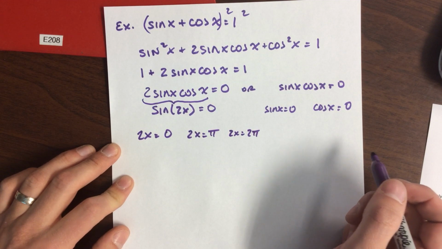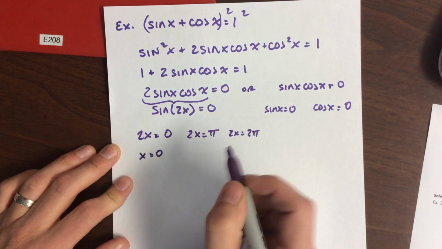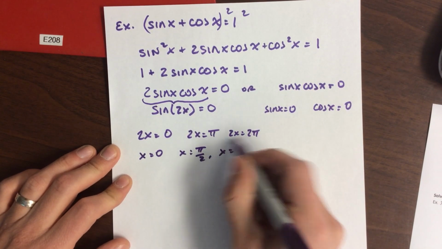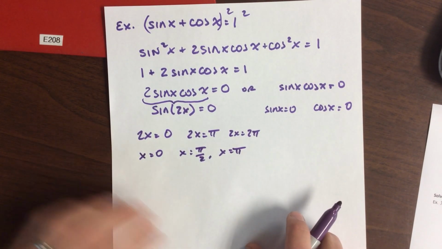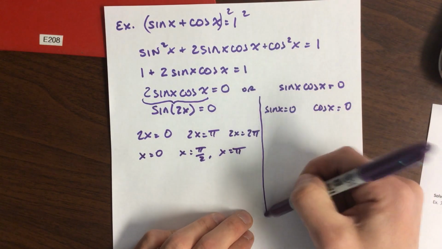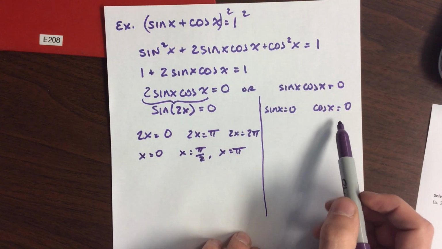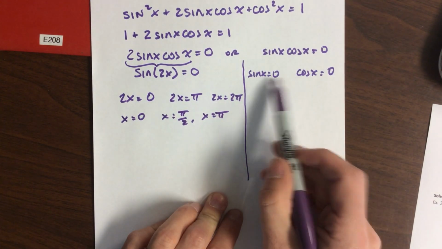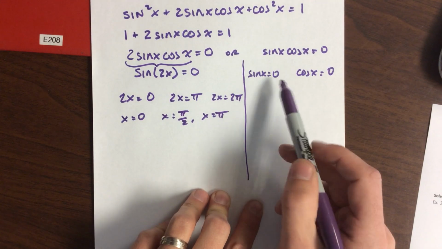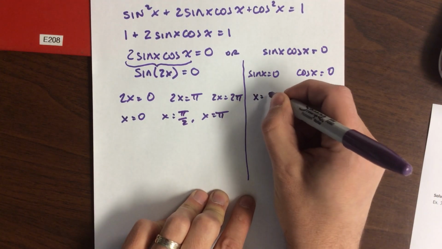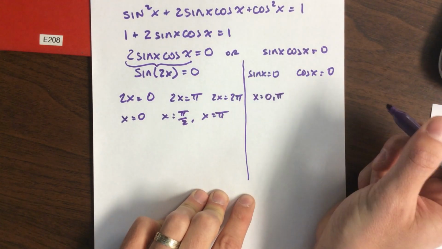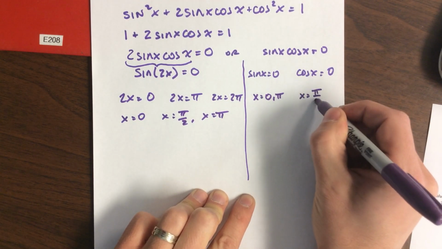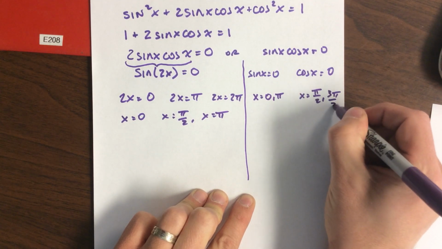Actually, 2x could equal 3 pi. But in each case, x equals 0, x equals pi over 2, x equals pi. Now, if we're careful, on the right side, if we broke it apart, divided by 2, we had sine, cosine. Sine is 0, cosine 0. What angles make sine 0? That's going to be x equals 0 or pi. Cosine equals 0. That's going to be x equals pi over 2 or 3 pi over 2.